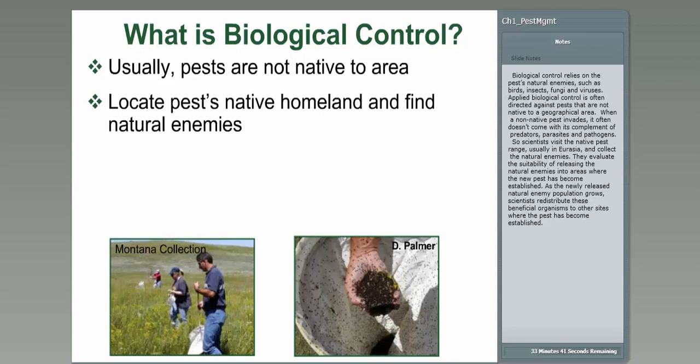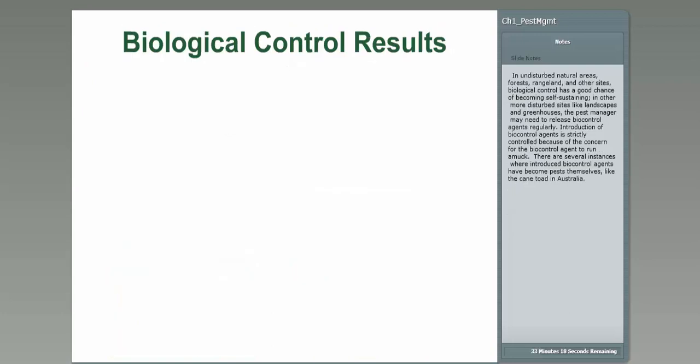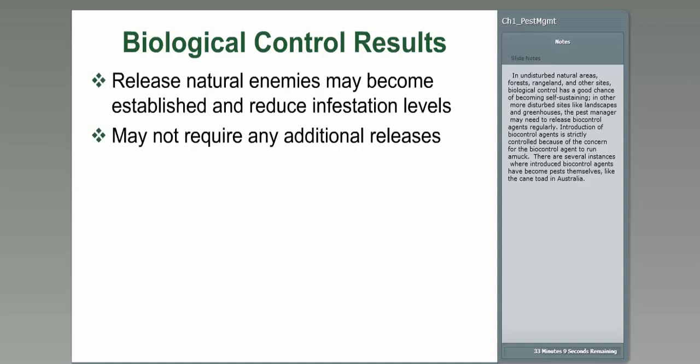They evaluate the suitability of releasing the natural enemies into areas where the new pest has become established. As the newly released natural enemy population grows, scientists redistribute these beneficial organisms to other sites where the pest has become established. In undisturbed natural areas, forests, rangeland, and other sites, biological control has a good chance of becoming self-sustaining. In other more disturbed sites like landscapes and greenhouses, the pest manager may need to release biocontrol agents regularly.